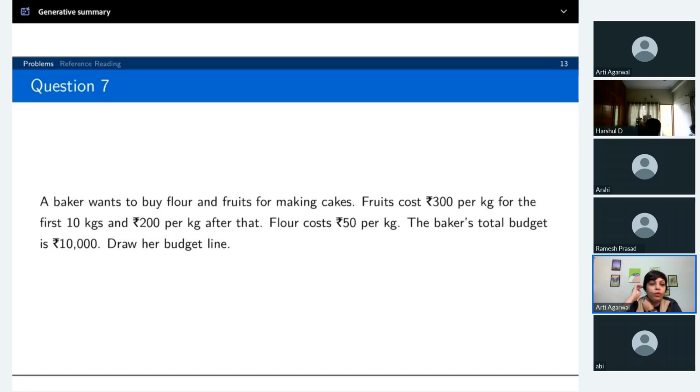Okay, so now you have to draw the budget line. And after drawing the budget line, you can also see how she might want to distribute her expenditure, for example. Okay, so did anybody try this question?